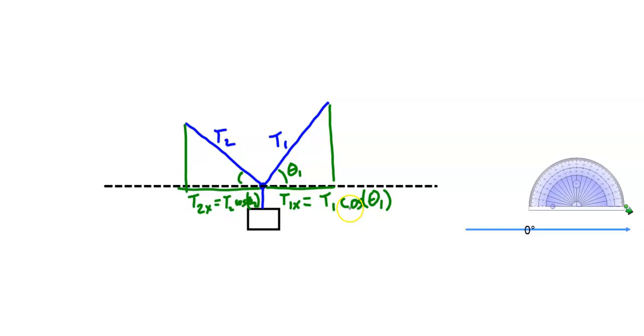And what you would have to realize here is that this component and that component have to be equal in size. The T1x and the T2x have to be equal in size, and then T1y and T2y, that's a 1, sorry. That would be T1 sine of theta 1, and that would be T2 sine of theta 2.